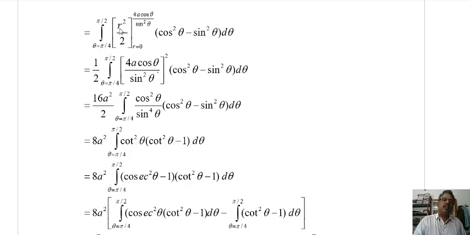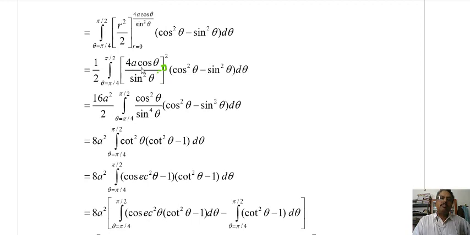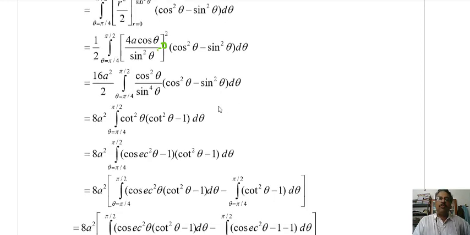If you put r equals 0, this becomes 0. No need to write it, because r is 0. Now simplification. Here 4 square, that is 16a square by 2, into cos square theta by sin square theta whole square, which is sin power 4 theta.